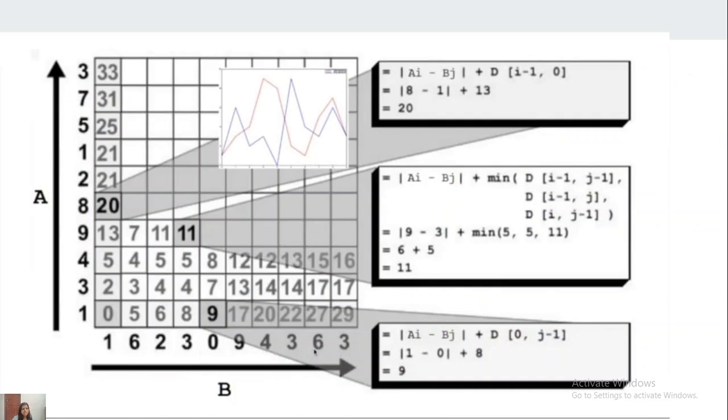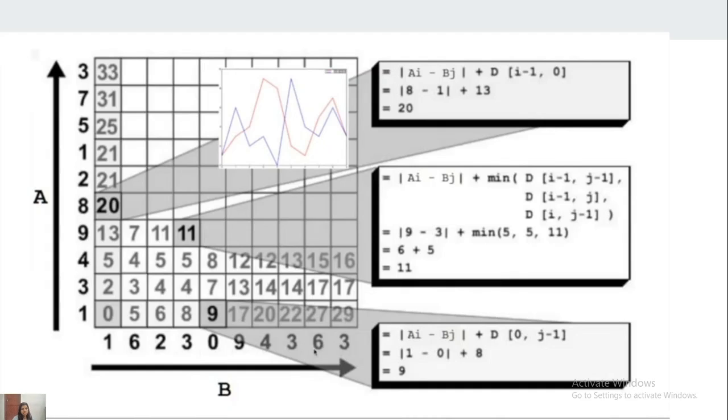Now, let's take an example for better understanding. Suppose there are two time series A and B, and both have 10 elements each. So, first we create a 10 by 10 matrix, and values of both the time series are plotted against the two axes. Let's see how we got this element 11 here.